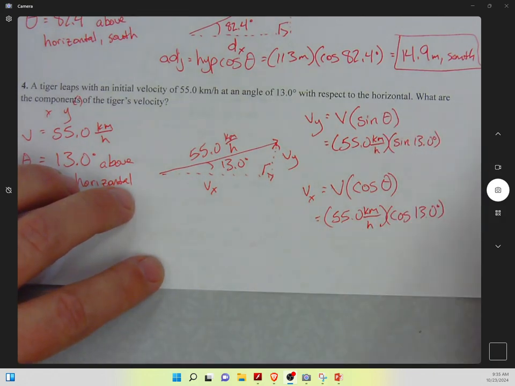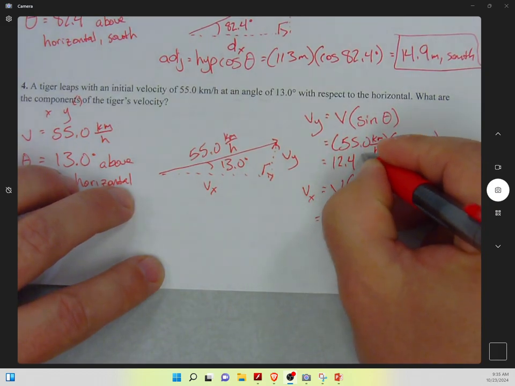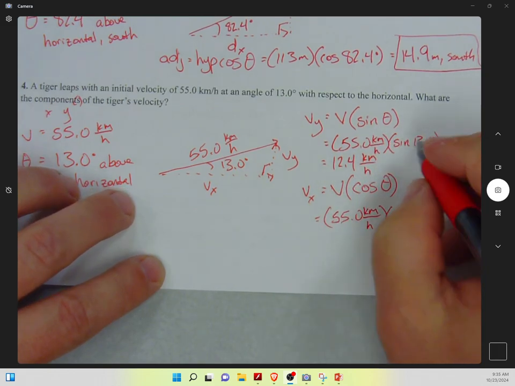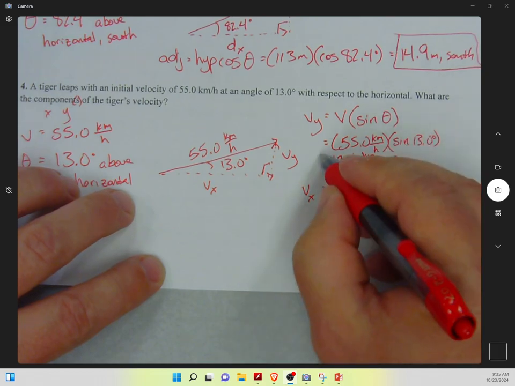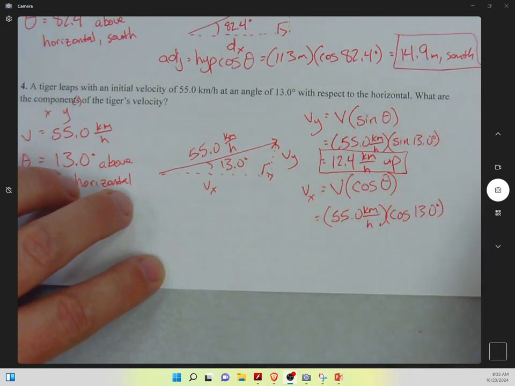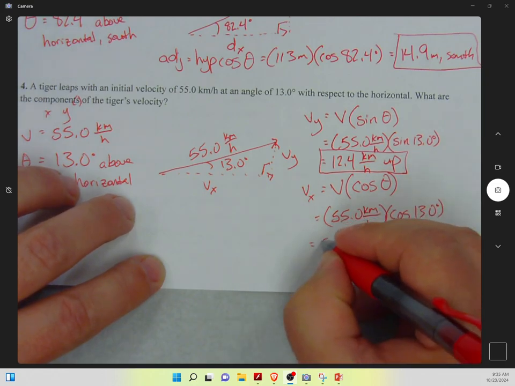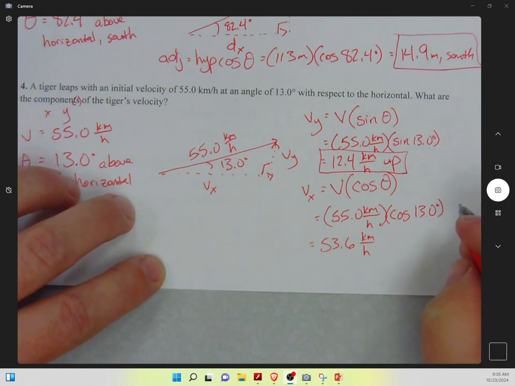And so when I plug this into my calculator, I come up with 12.4 kilometers per hour. And we'll call that upward. And for the x component, when I put that in my calculator, I get 53.6 kilometers per hour, and we'll call that forward.